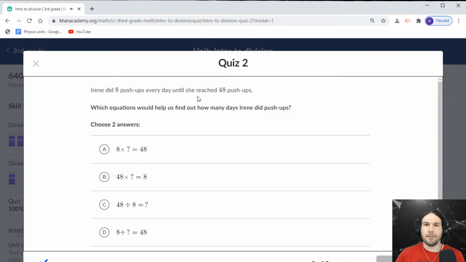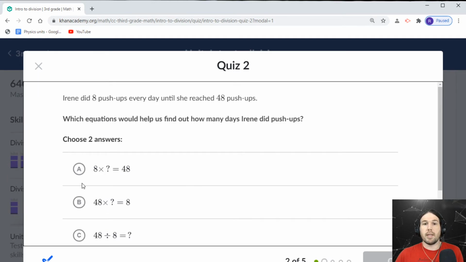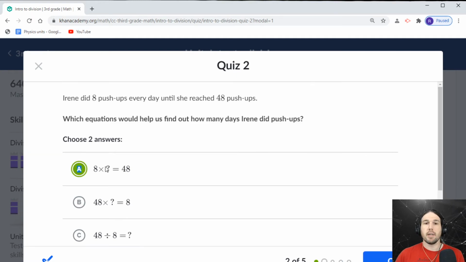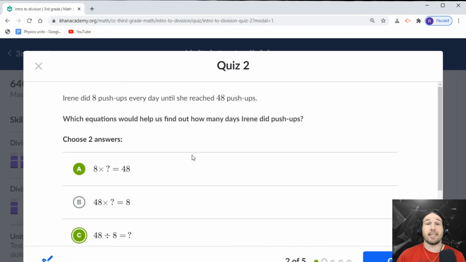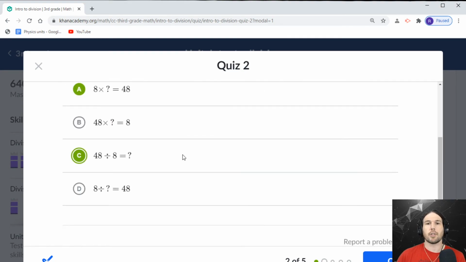8 push-ups every day until she reached 48 push-ups. So we would need to know how many times she does the 8 push-ups to get to 48. Again, just a little trick of vocabulary that might help you remember this stuff. And then 48 divided into 8 groups, into 8 days in this case. I'm sorry, not into 8 days. Each day has 8 push-ups, so when you do the division, you find out how many days it will take.